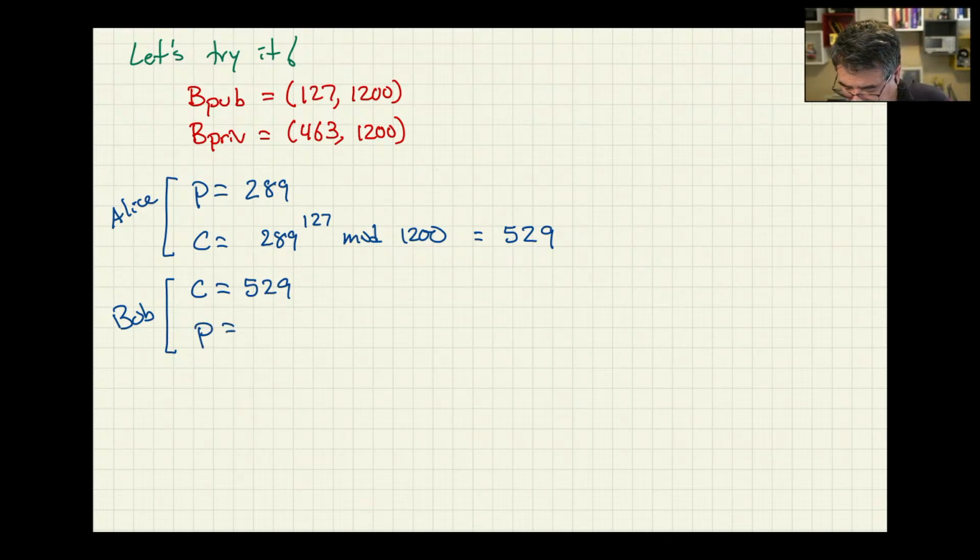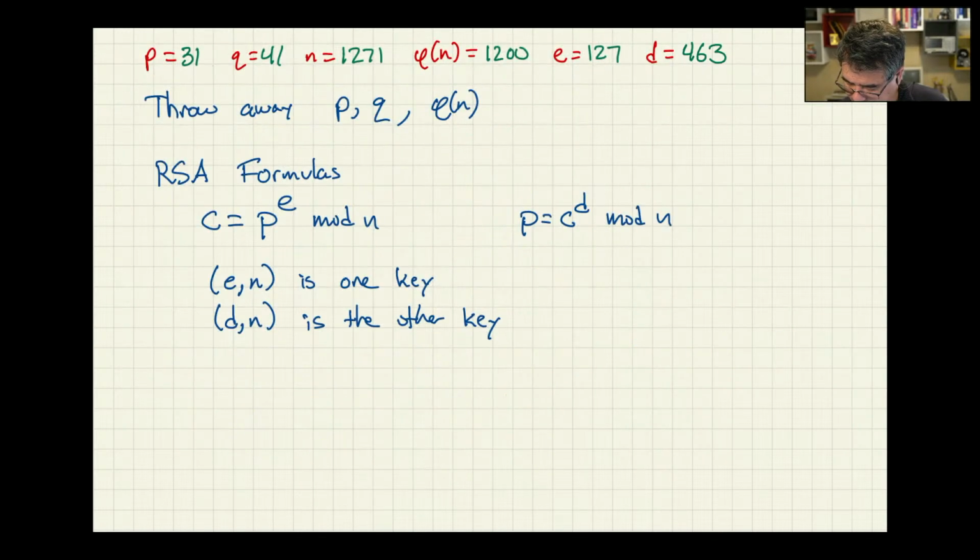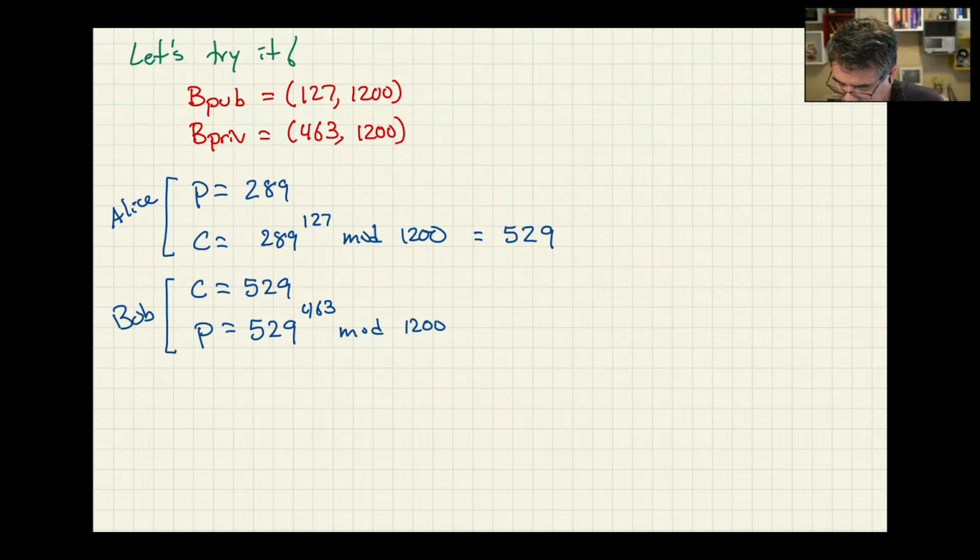So Bob will derive the plain text by doing 529 raised to the 463 power mod. Oops. I just see I did something wrong over here. Yeah. Whoops. I should be using this number here, 1271, not this number. Remember we threw that one away? This is the number I'm supposed to use. So let me go back and change that. I'm glad I caught that before all these calculations fell apart. All right, now I need to redo it.